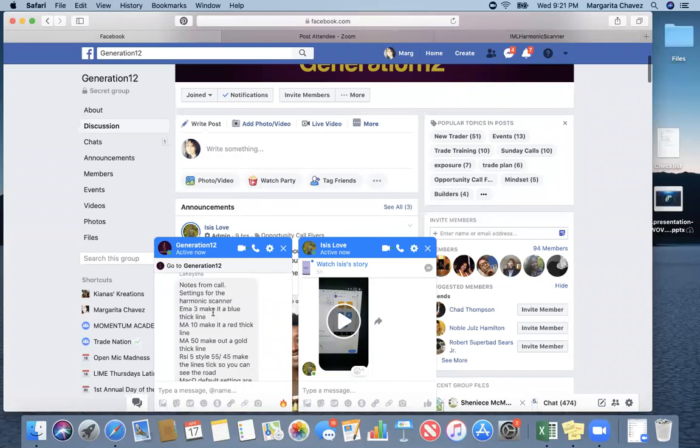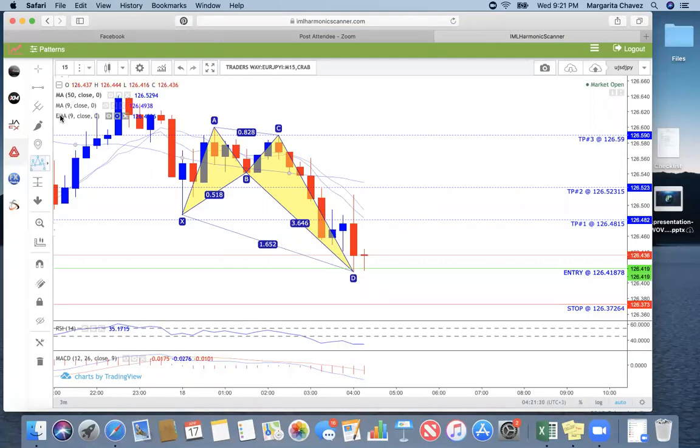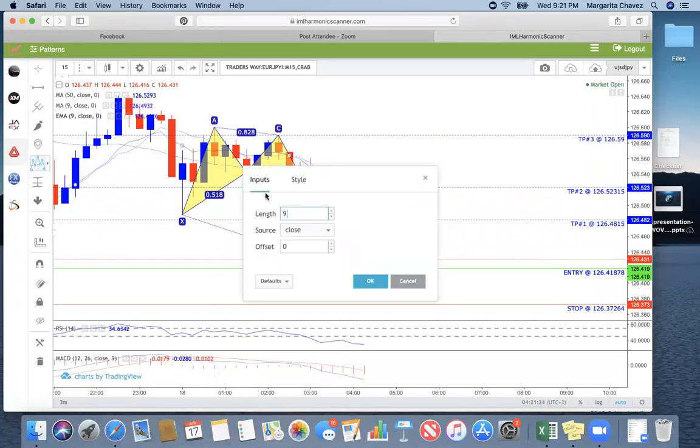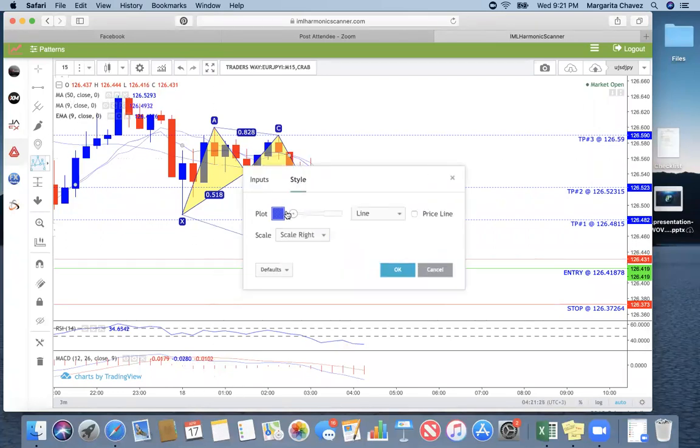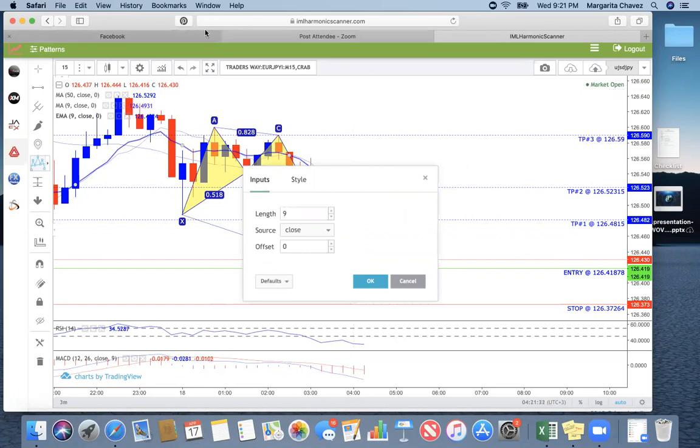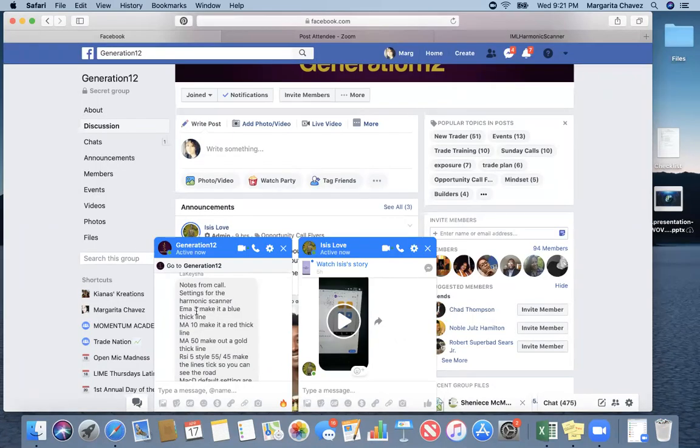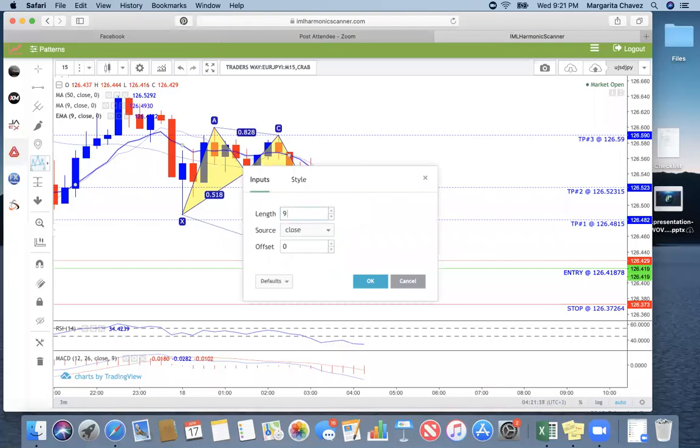EMA 3, make it a blue thick line. So you're going to go in here. EMA is exponential moving average. You go to style. You're going to make the blue thicker. And we're going to go back. It says EMA is a number 3. So you're going to change the 9 to a 3, and then you click OK.